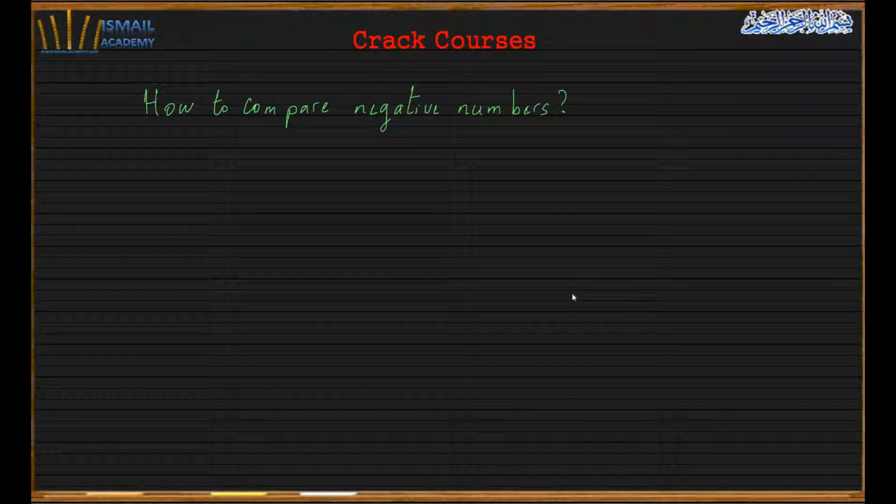The idea is similar to how to compare positive numbers. We check the corresponding place value, but the difference is we need to switch the conclusion. The greater the digit, the smaller the number, and the smaller the digit, the greater the number. That's the only difference between the positive and the negative.